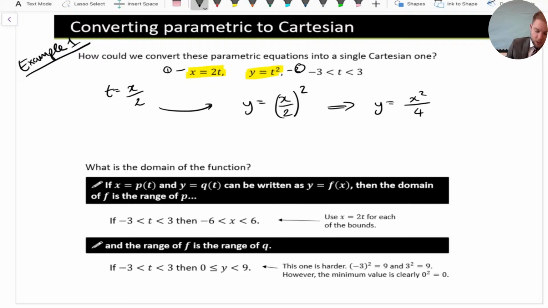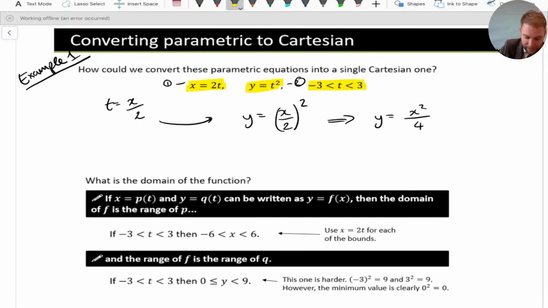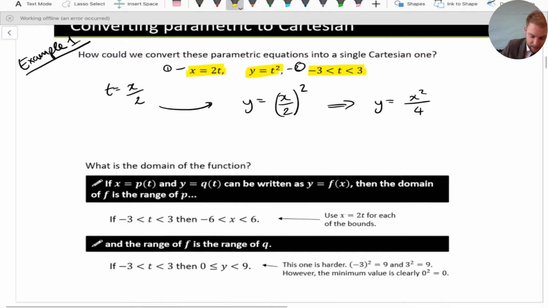So the next thing we need to think about is what is the domain of the function and what is the range of the function. Notice with this one they've given us limits on t, and they've said that t can be -3. Obviously that can't be time, well, it could be a particular point in the future. They've given us limits on what t is, starting at -3 and going all the way forward to 3.